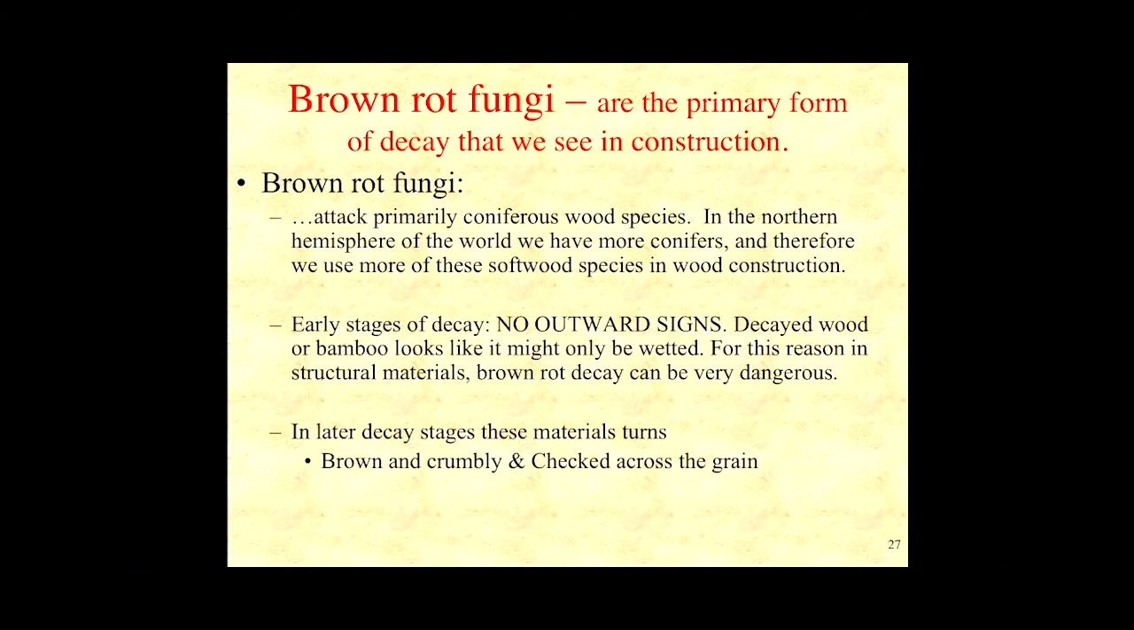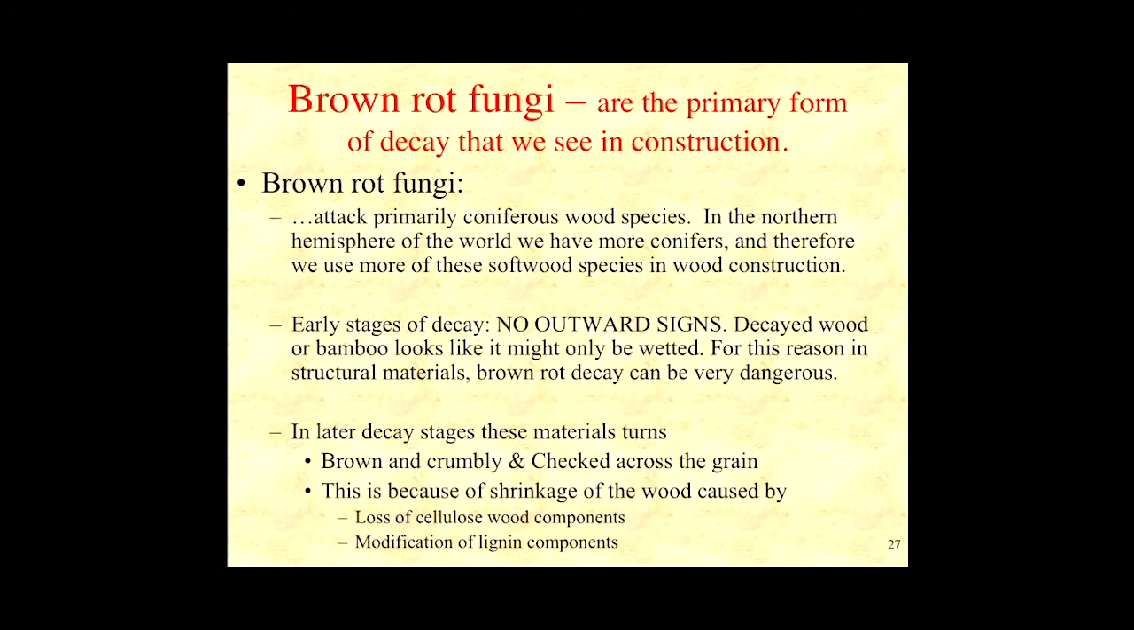Before we get to that though, we just want to check off the boxes here. Brown and crumbly, you've already seen that, checked across the grain. And the wood has that brown crumbly appearance and also is shrunken up with that checking across the grain for a couple of reasons. One is that it has lost a lot of the cellulose component. So how much cellulose is in there? Roughly about 2/3, right? The other portion of it is the lignin. Lignin actually isn't consumed. Okay?